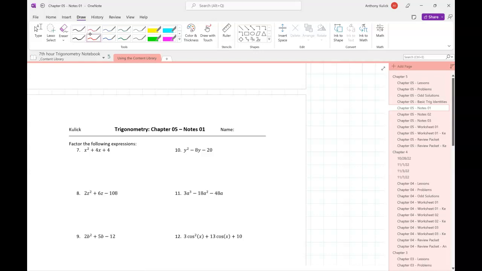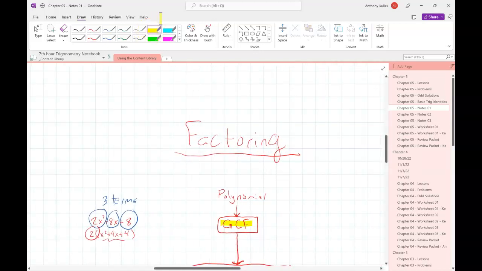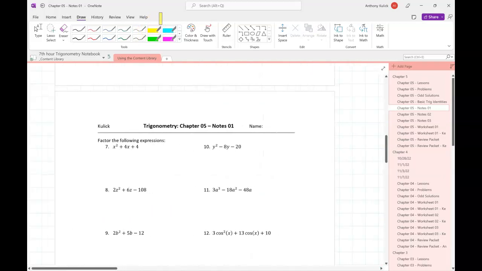Let's look at number 7 first. First thing we check for down the factoring diagram is greatest common factor. So greatest common factor for number 7.